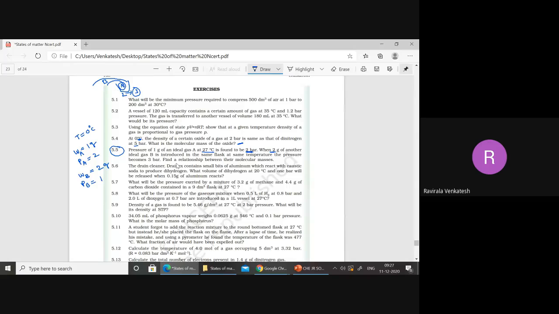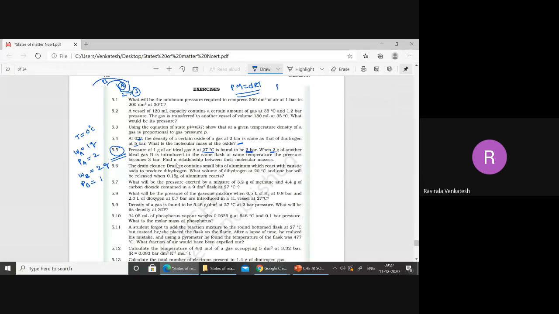Now they are asking what is the relation between the molecular masses. You can't take the density formula over here. You can't take the PM is equal to dRT formula. Is it possible? This formula is useful for the 5.5 problem? No, because there is no density here.